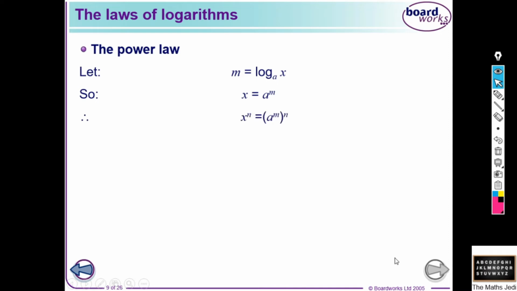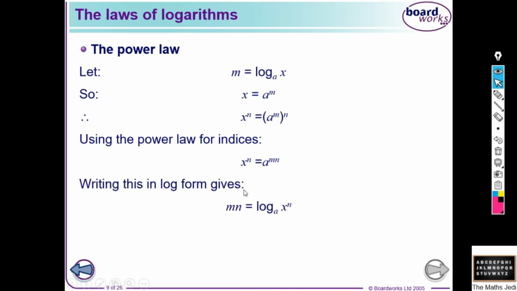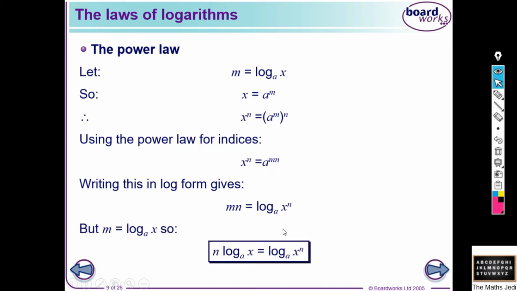At GCSE, we also learned about the power rule. With indices, if you had things in brackets like this, you would multiply these two indices out. So we knew that. In this case again, because we've got x to the power n as an expression, we can rewrite that as mn is the power, a is the base, x to the n is the outcome. And then just like before, we know that m is log a of x, because we wrote that up here. So we've got n lots of log a of x is log a of x to the n.